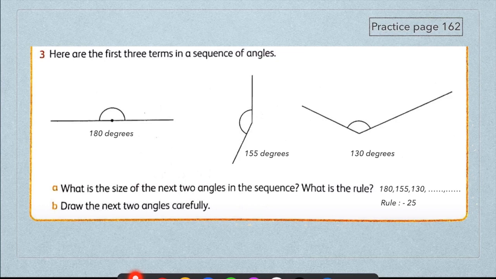Okay, so it's pretty much easy to find the next 2 terms. Do it for me, please. Find this term and the term after that. So as terms for the rest of the sequence, we will have 130 minus 25, which is going to give me 105. And 105 minus 25 will give me 80. Draw the next 2 angles carefully, all right? So please note down that we have 2 angles. One of them measures at 105 degrees and the other one 80 degrees. We will draw these.